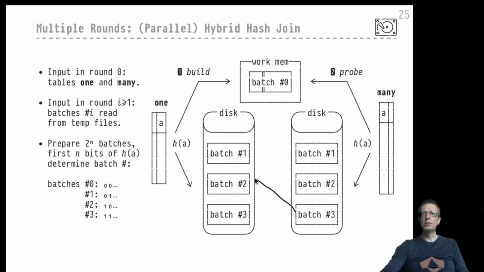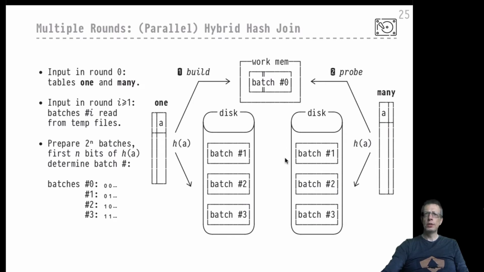No cross matches between batches on the build side and the probe side would be possible. All of these batches could be evaluated in parallel. All right, so there's some potential for a performance gain here that results from our initial effort to partition the inputs into these 2 to the power of n batches.